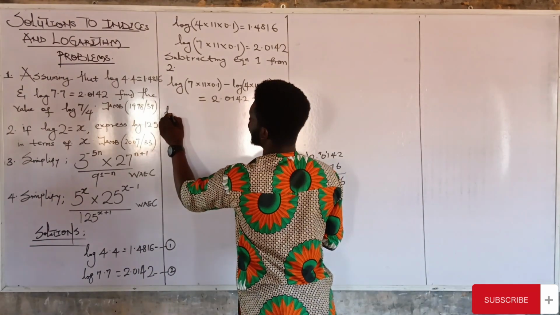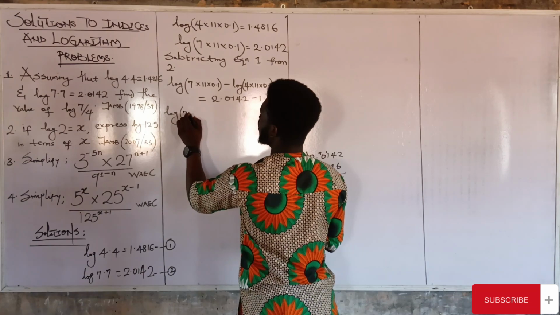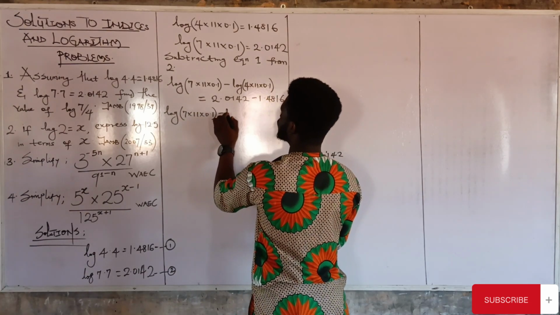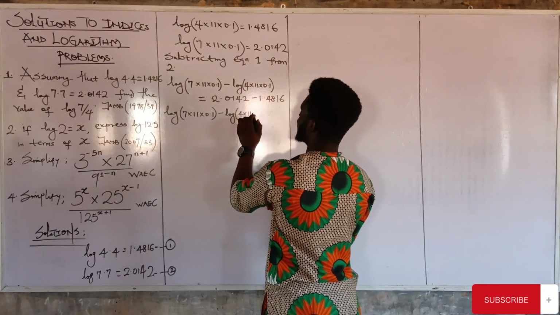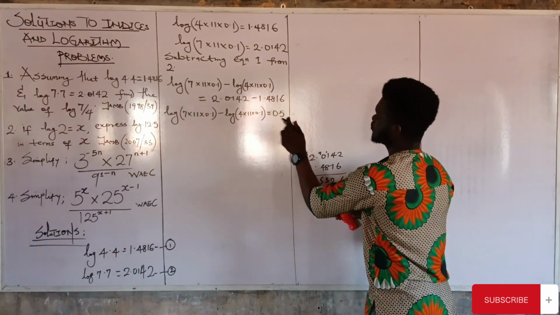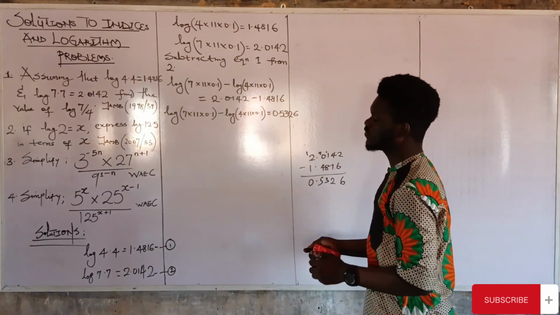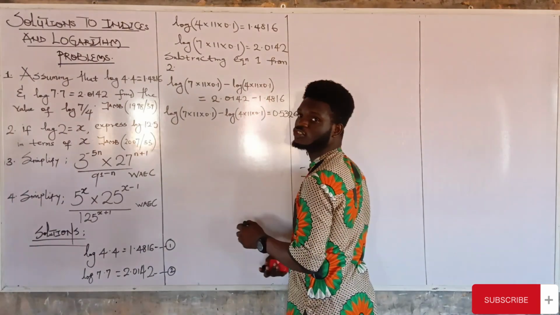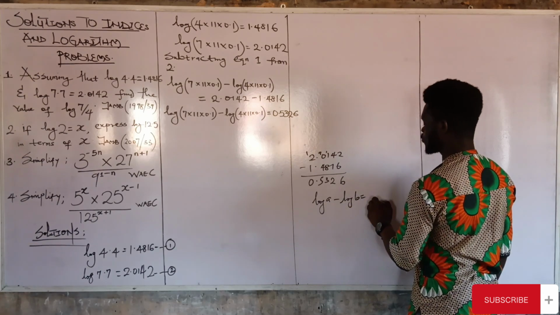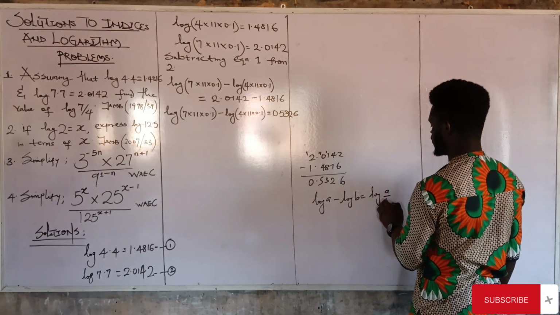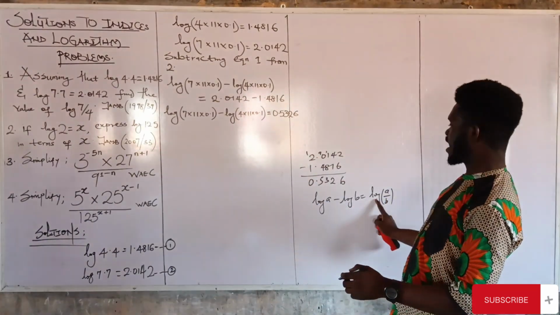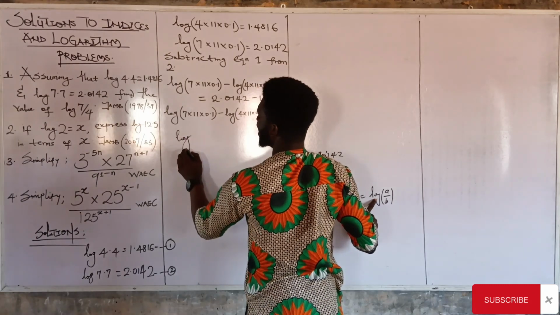So we can now say that log 7 times 11 times 0.1 minus log 4 times 11 times 0.1 must be equal to 0.5326. Once you have that, then remember the law of logarithm, the law of subtraction that I told you: log a minus log b is equal to what? Log a divided by b. So we're going to apply that here now. So this is representing a, this is representing b. So what are we going to finally have? This is going to be simplified.